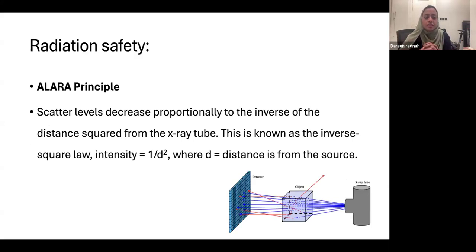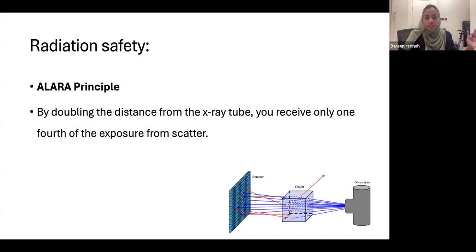So, first point, time and distance. We have something called the scattered level. When the radiation comes, it hits the object and is scattered everywhere. The study said that the scatter level decreases proportionally to the inverse of the distance squared from the X-ray tube, known as the inverse square law. What does it mean? By doubling the distance from the X-ray tube, you receive only 1/4 of the exposure from the scatter.